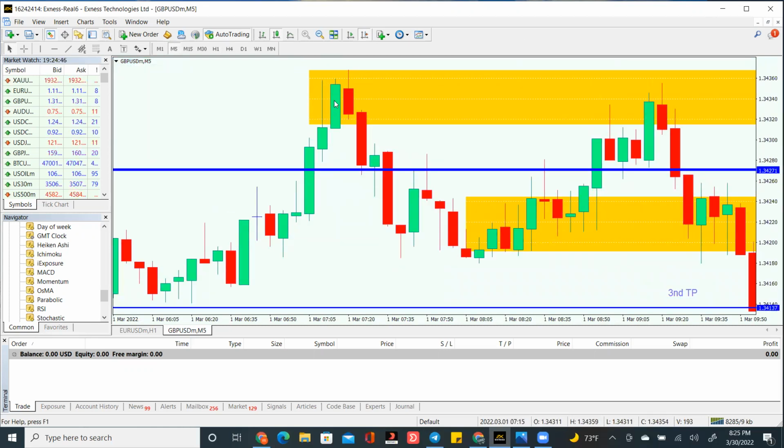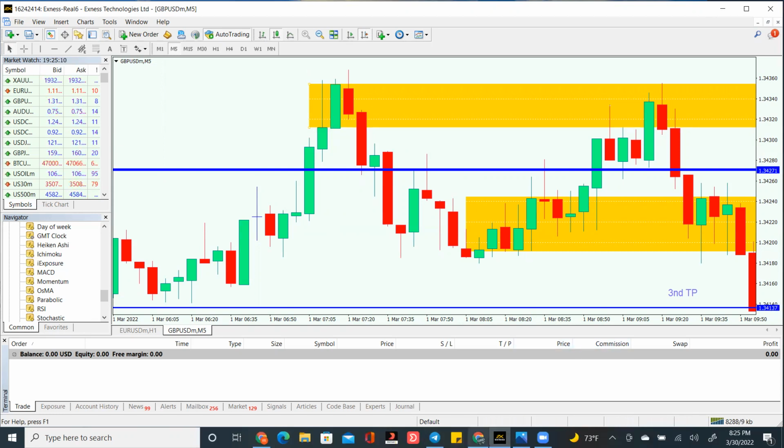This is your 5 minutes. You've marked this area, the highest that you got as at 7, you mark it. And this place, this last green candle, this is your order block. Body to body. This is it here.